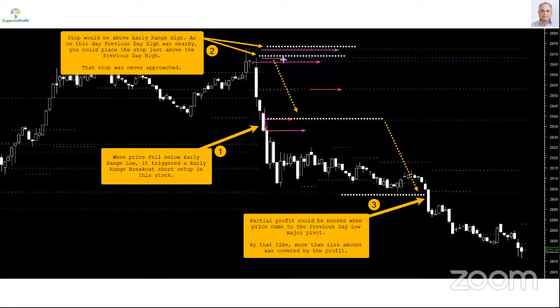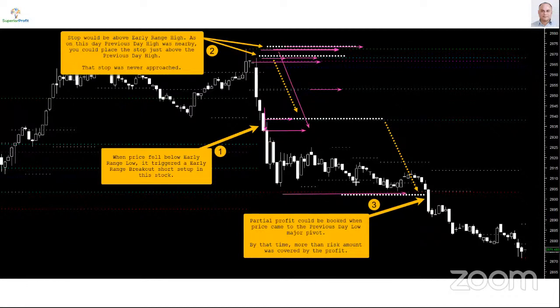And then usually we put stop above early range high, except if another major pivot is very close to early range high. Then we put stop above the nearby pivot level. Just a little bit more risk is added. So this should be our risk distance, this much. And then we look for price to hit one of the major pivot levels.